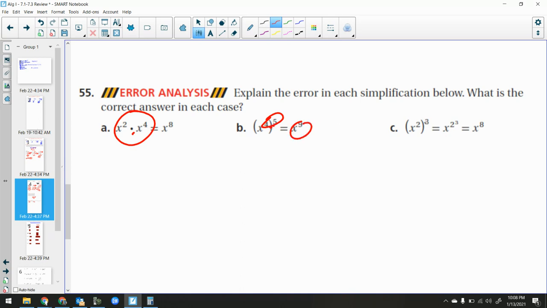And then take a look here. This is just something real funky. You're actually taking 2 to the 3rd. No, you multiply those things together. This should be an x to the 6th.